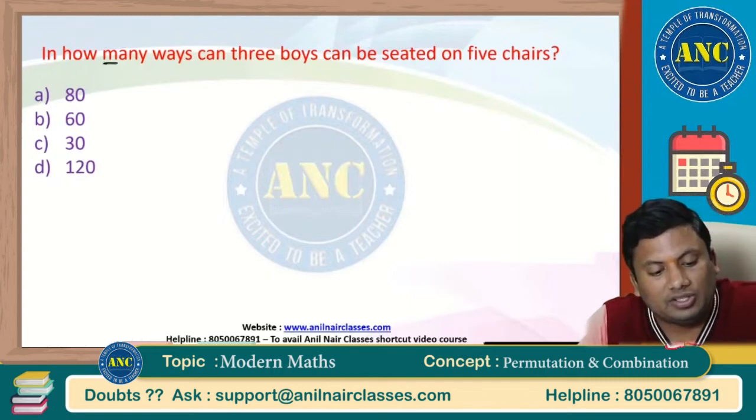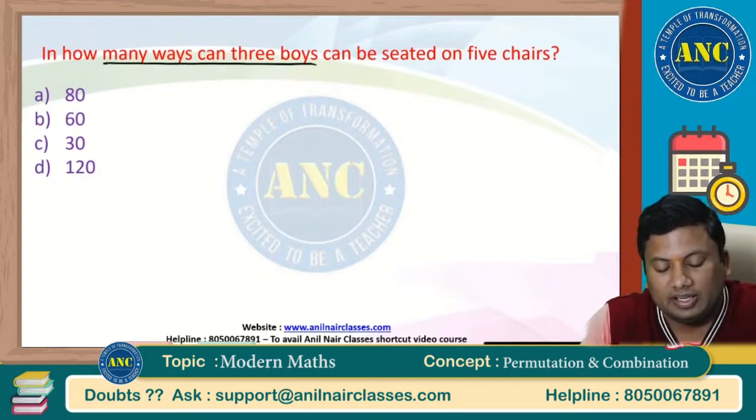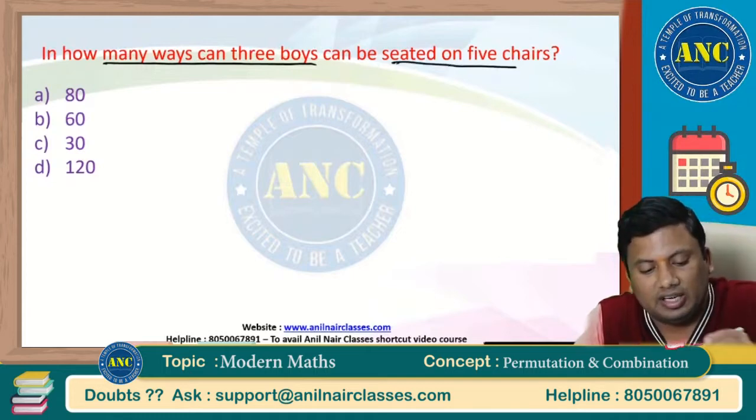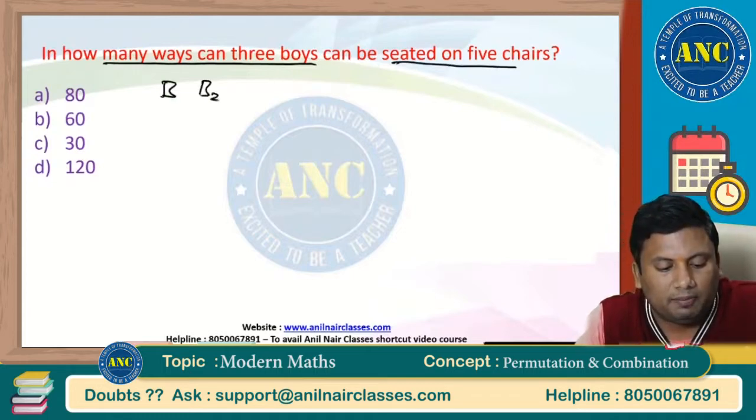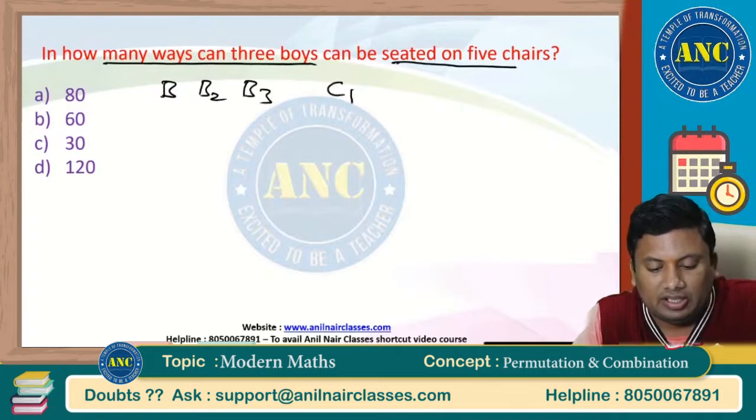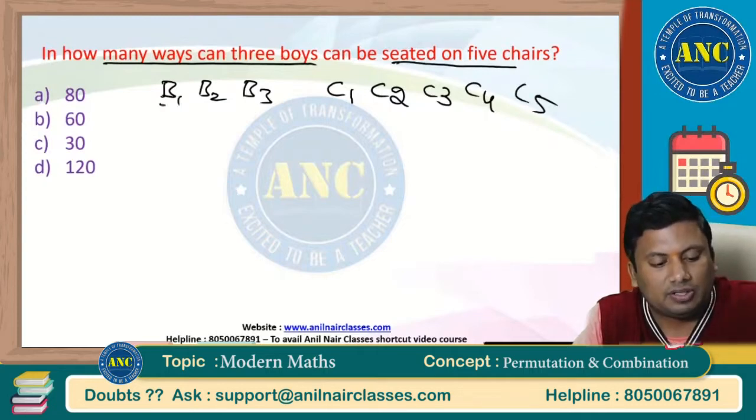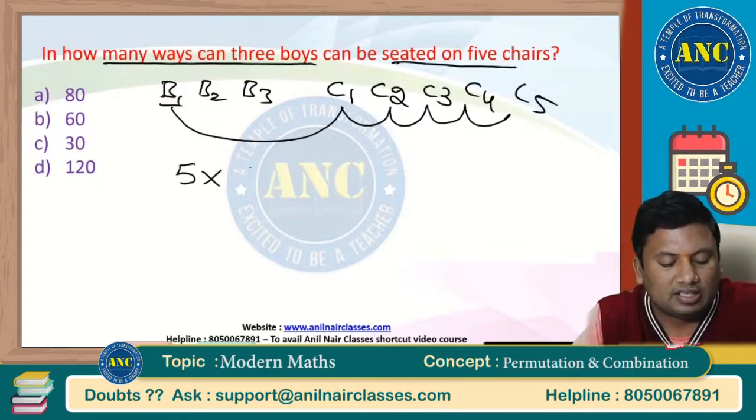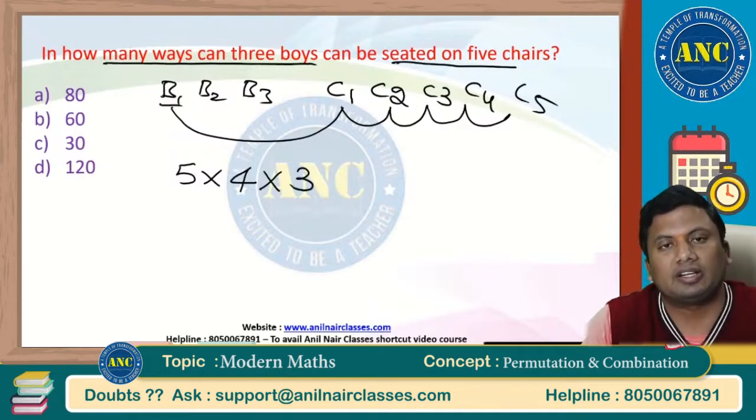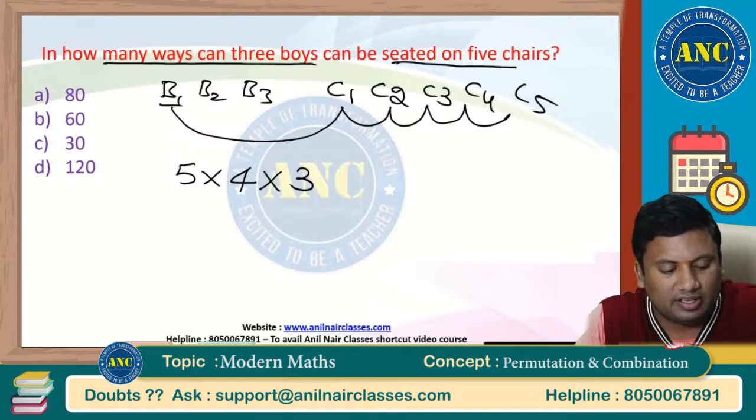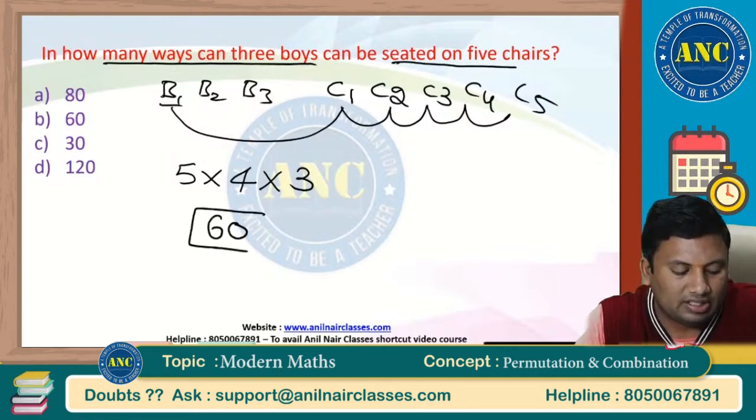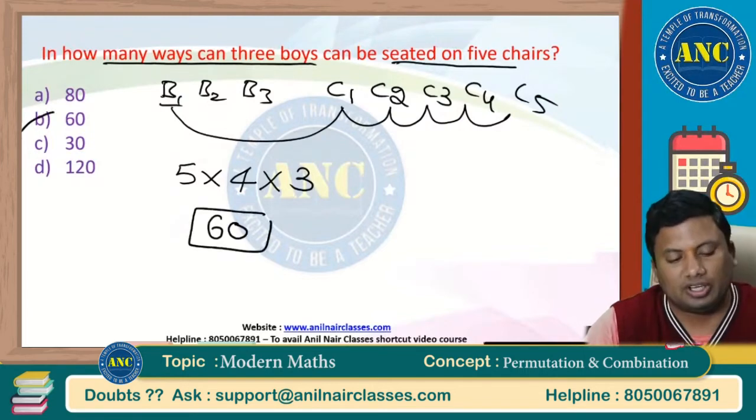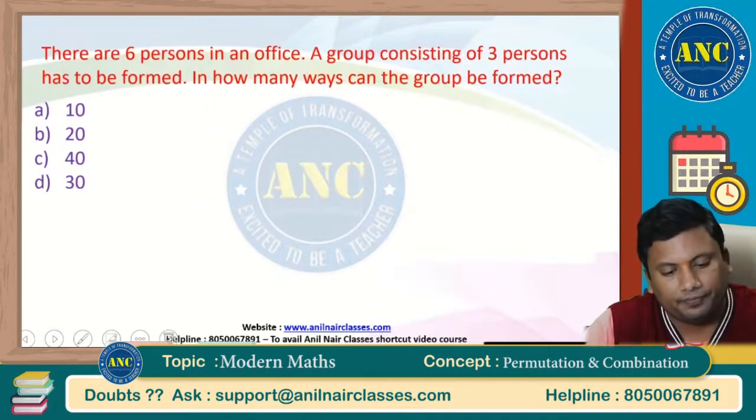In how many ways can 3 boys be seated on 5 chairs? There are 3 boys, B1, B2, B3, and 5 chairs, C1, C2, C3, C4, C5. First boy can be seated in any one out of the 5 chairs in 5 ways. Second boy can sit in any one out of the 4 chairs in 4 ways. Third person can sit in any one out of the 3 chairs in 3 ways. 5 4s are 20, 20 3s are 60. Answer is nothing but 60. Easy question.